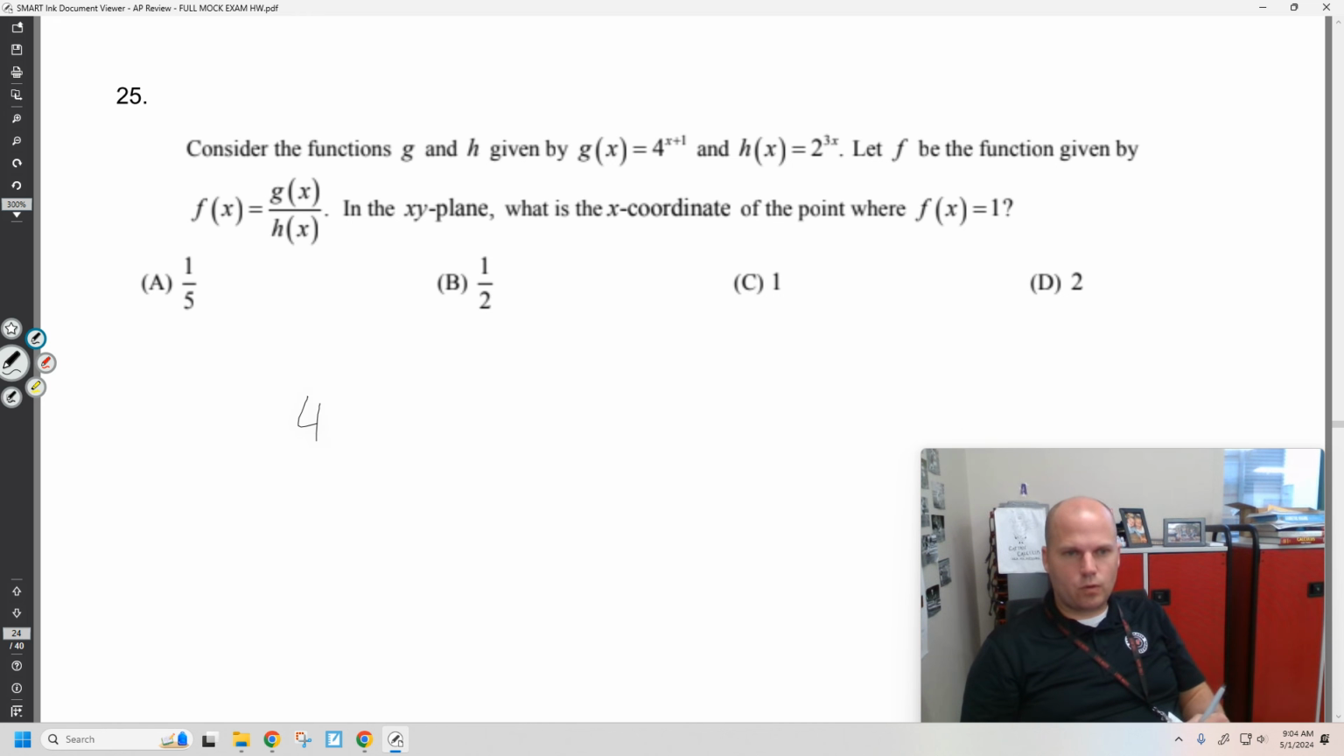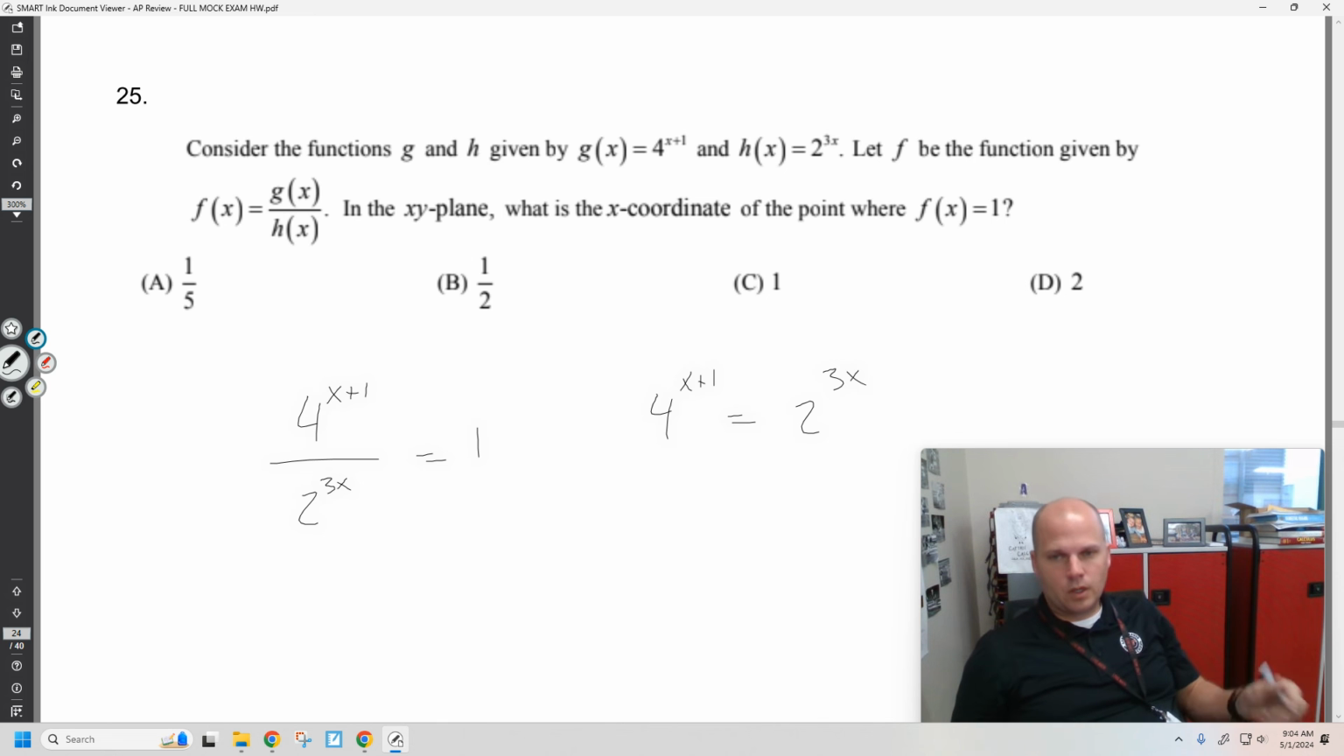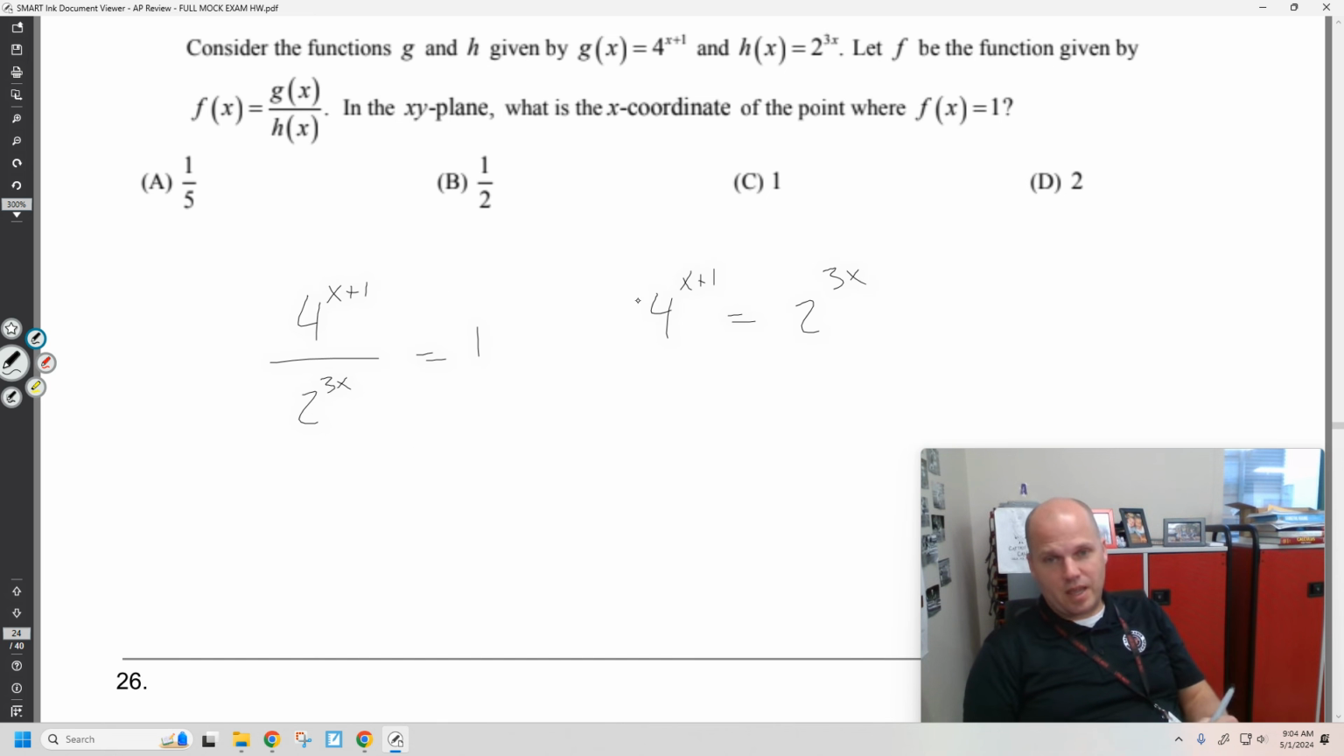g of x is 4 to the x plus 1. h of x is 2 to the 3x. When does this equal 1? Well, we end up with 4 to the x plus 1 equals 2 to the 3x. Easiest thing to do is to make the same base. 2 squared is 4.